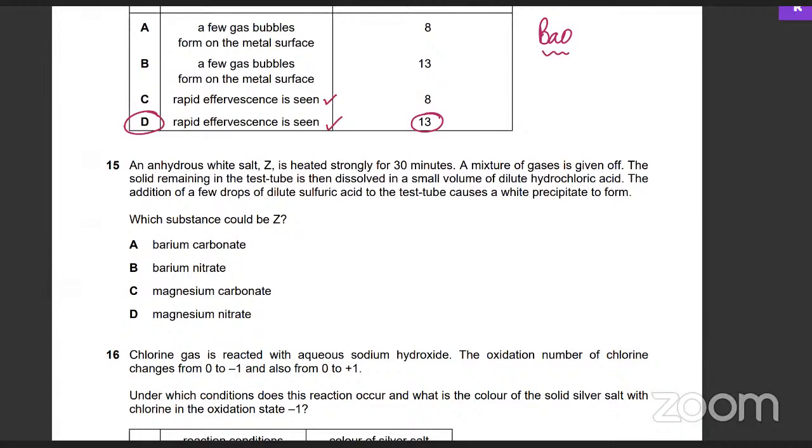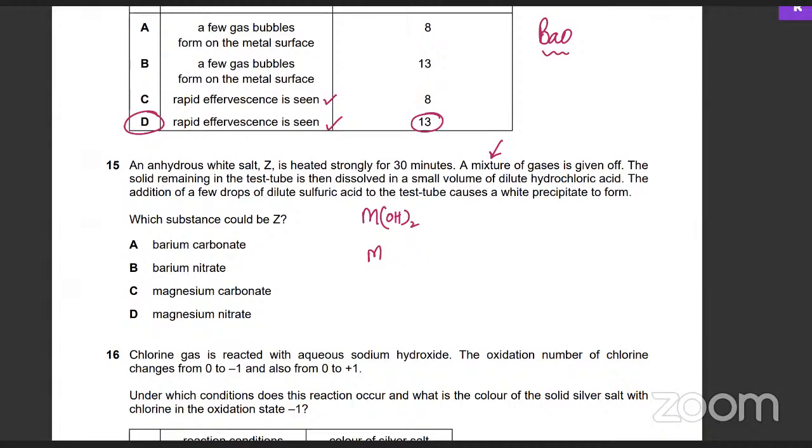I said next one. Anhydrous white salt Z is heated strongly for 30 minutes. A mixture of gases is given off. Remember that mixture of gases. So which thing decomposes to produce a mixture of gases? Remember, there are only 3 decompositions in your course: hydroxides, nitrates, and carbonates. Is it going to be a nitrate or a carbonate?